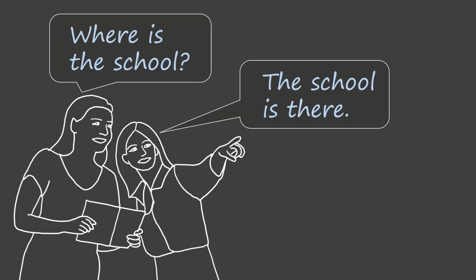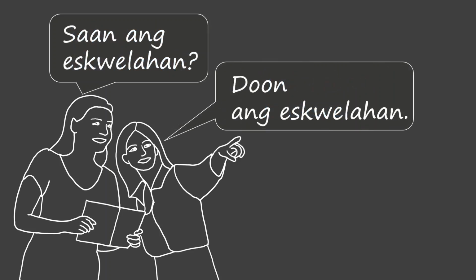Now let us look at some illustrations of conversations asking about places. Here are 2 women. The first one is asking for direction, so she asked, "Where is the school?" The second woman answered, "The school is there." Now let us look at the Filipino version, which will use the words we have just learned. The first woman asked, "Saan ang eskwelahan?" The second woman answered, "Doon ang eskwelahan," pointing far away.